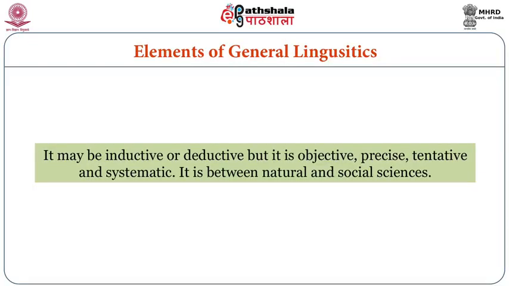So it is somewhere between the natural and social sciences, because when we say it's science, it's not enough to say that it is science. What kind of science are we talking about? Is it a natural science? No, it is somewhere between the natural and the social sciences.